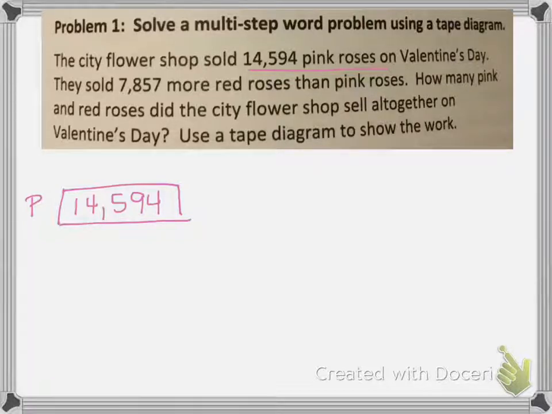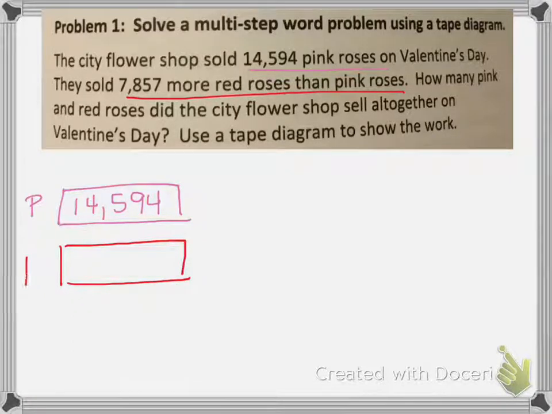They sold 7,857 more red than pink. So if they sold that much more than the pink, my tape diagram will be just as long as my pink, but I'm going to tag on a box that's going to represent 7,857, and this will be the same number as my pink roses because they sold this much more.